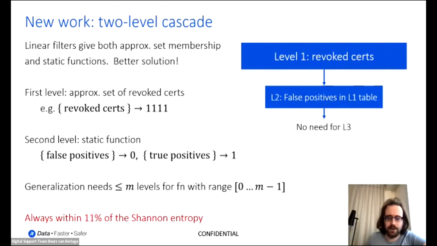By tuning the false positive probability of the first level, you can guarantee that the size of this cascade is always asymptotically within 11% of the Shannon entropy of the distribution of values in the map. So this is for binary maps, that is, things that output 0 and 1, but there's a generalization to functions with any finite codomain that still guarantees that the encoded size is within 11% of the Shannon entropy, although it may use more than 2 levels.